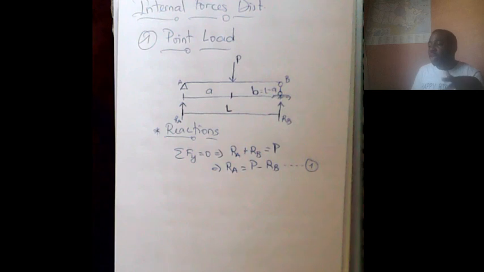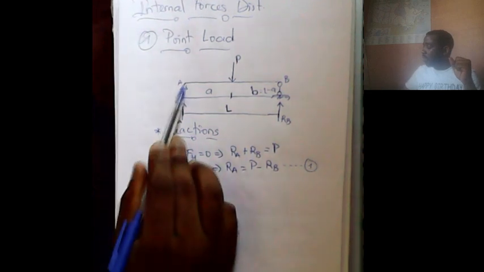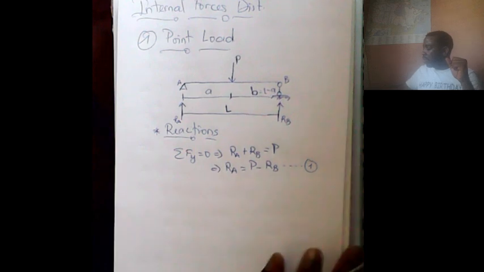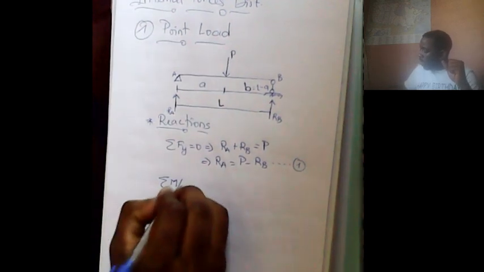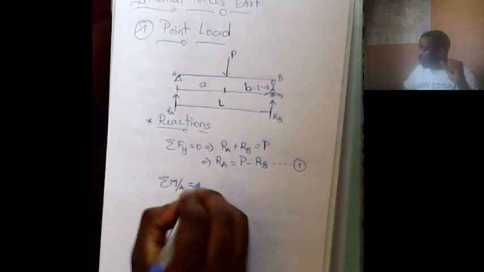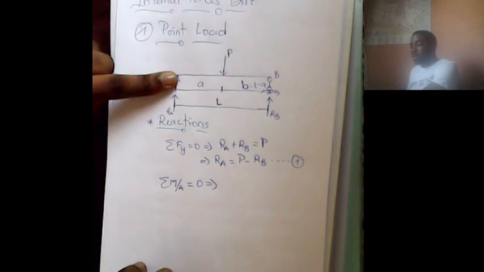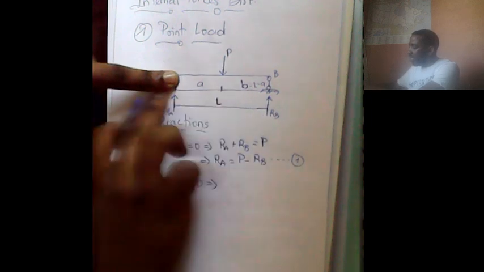We also need to make sure that the sum of moments about any given point will be equal to zero. So since I've made RA here sort of the formula, I will just take moments about A so that RA can be cancelled. I can get RB and replace the value here to get RA, right? So sum of moments about A will have to be equal to zero. Applying that, the very first force is this P, right? It is this way, and the perpendicular distance is A.